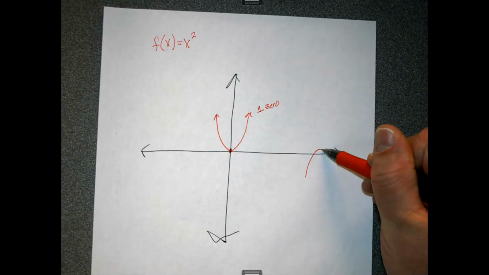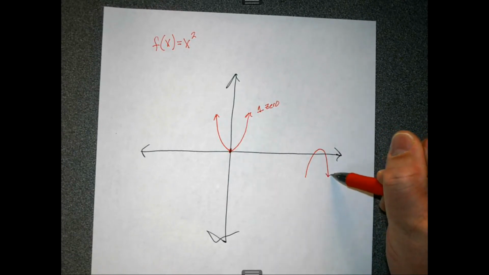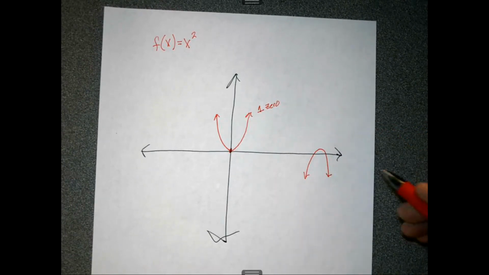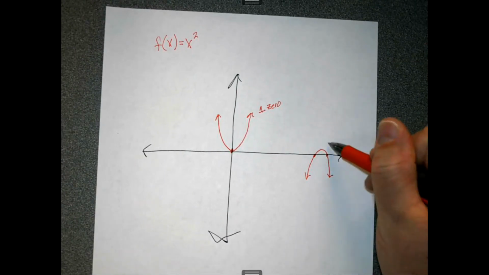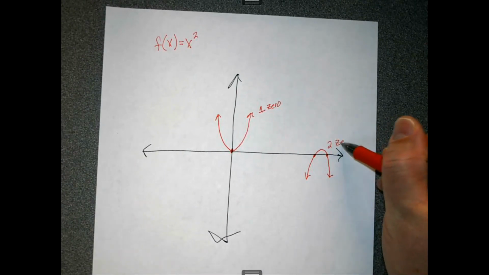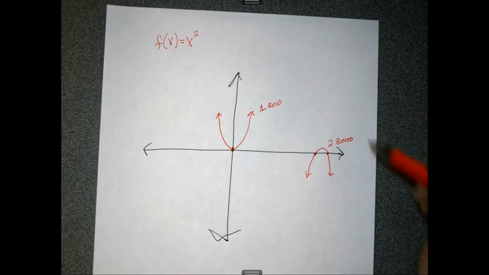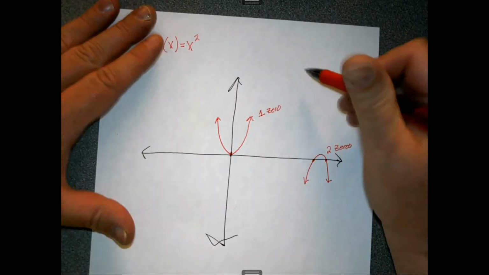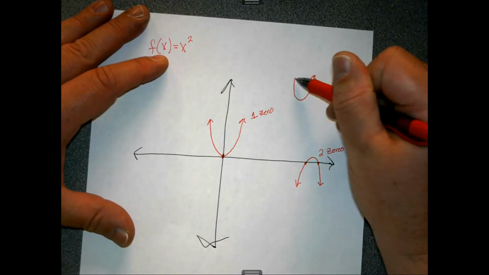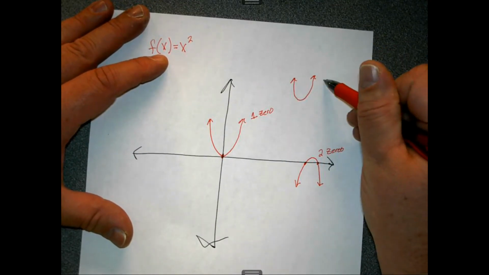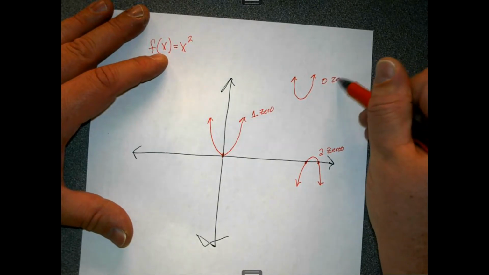Here's a parabola. How many zeros does this have? Yeah, this one has 2 zeros, right? And then what about this parabola up here? How many zeros? None. 0 zeros.